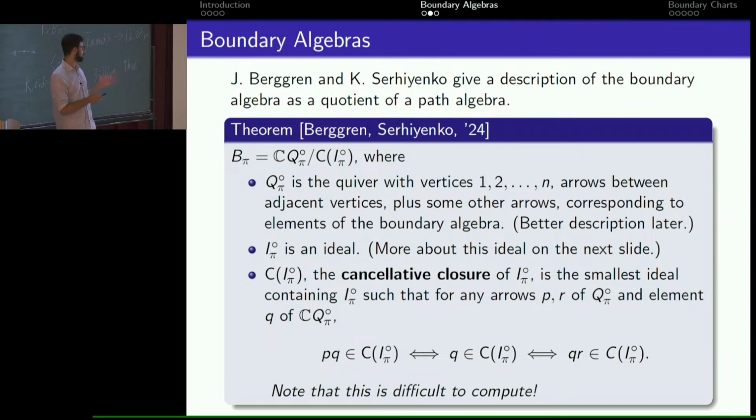And I don't have a good intuition for what this is, and in general, it's difficult to compute how this works. So one big thing that we're going to do is give a new description of boundary algebras which gets rid of this cancellative closure operation and just gives a much more direct combinatorial description of what's going on, because this doesn't really tell you exactly what the relations are in your boundary algebra.